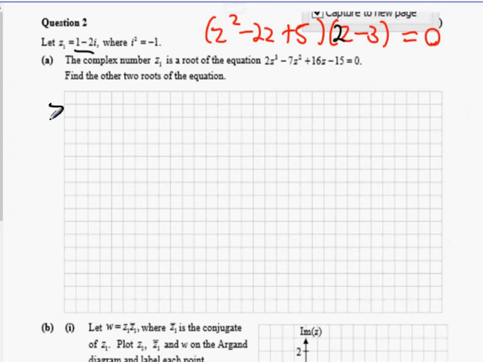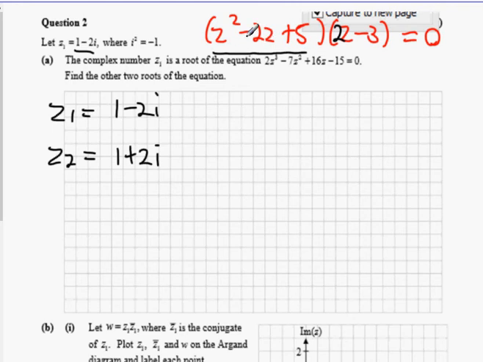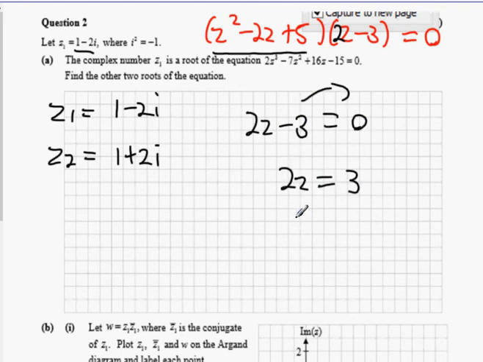Now, what this means is that when you solve these, we already had one of the answers. We already knew that the first one is that one. We already knew automatically that the second one was 1 plus 2i. Please remember, that's what happens when you use the minus b formula for that equals 0. Then the other one is 2z minus 3 equals 0. Bring over the 3. 2z equals 3. z equals 3 over 2. And you're done.